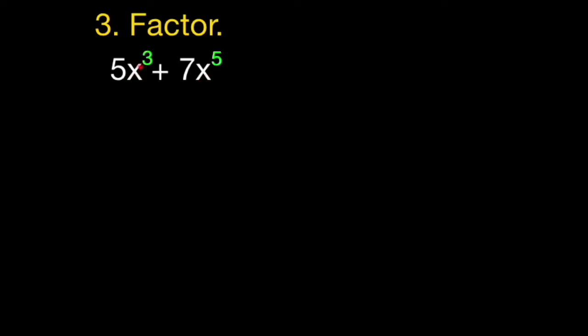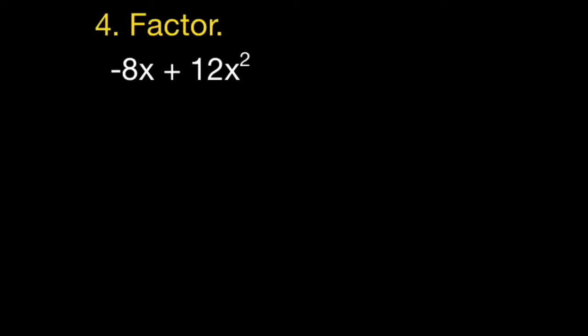Now we take a look at the smallest one, and that determines how many copies of that variable we are allowed to factor. So here I'm going to factor out the x to the 3rd power, leaving me with a 5 plus a 7, and now we subtract 5 minus 3, leaving us with 2 copies of x, or x to the 2nd power. I want to conclude this tutorial by looking over one final example.